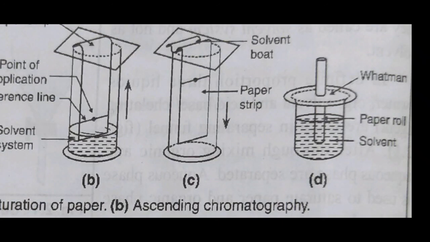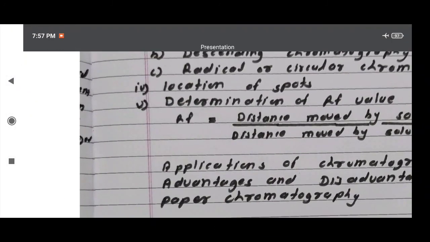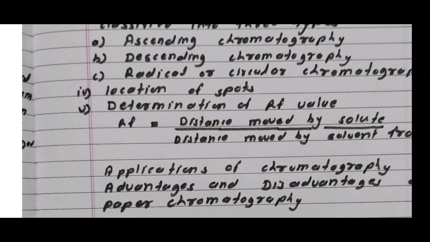And the last one is the determination of RF value. The ratio of the distance moved by the solute to the distance moved by the solvent front is called the RF value. RF means relative flow or simply rate of flow. It is denoted by the letter RF, and under standard conditions it reflects the distribution coefficient.